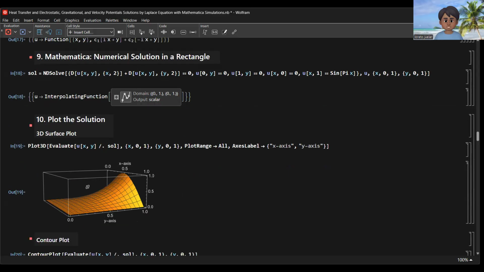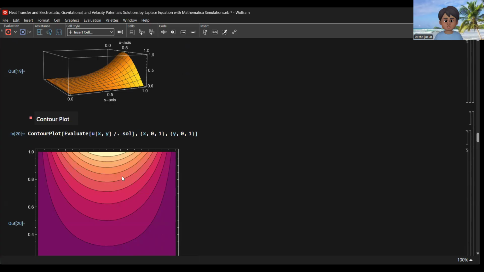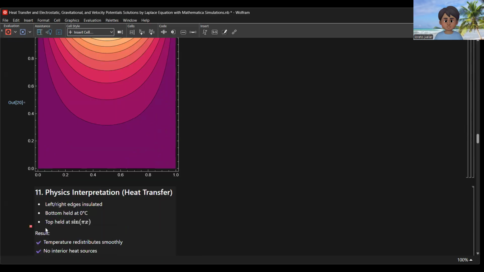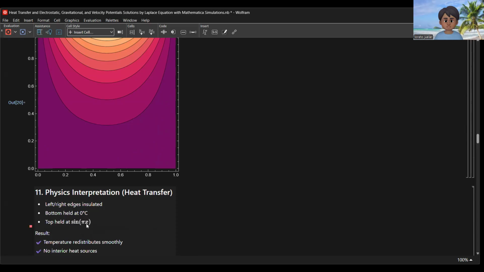So we have this plot. We have the x and y here from 0 to 1. So we have the height here as a temperature, for example, then we have also the contour here. So at x equal to 0, the temperature here is equal to 0. At x equal to 1, temperature is also equal to 0. At y equal to 0, temperature is also equal to 0. At y equal to 1, the temperature is equal to sine pi x.